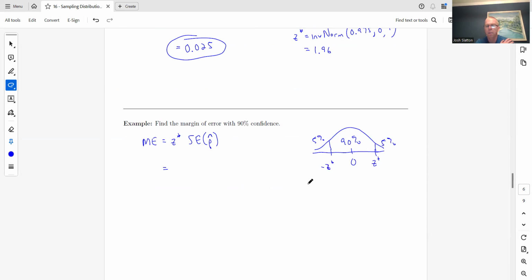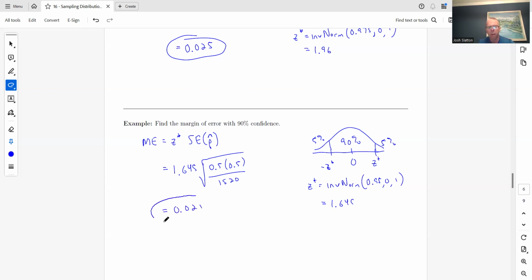And so z star, we're going to do inverse norm again. Now the area to the left of z star would be 90 plus 5. So that's 0.95, 0, 1, and we get 1.645. And again, 90% comes up a lot. And so probably you can memorize the z star for 90% confidence is 1.645. So we have 1.645 times the square root of our p hat is 0.5, our q hat is 0.5, and our n is still 1520.